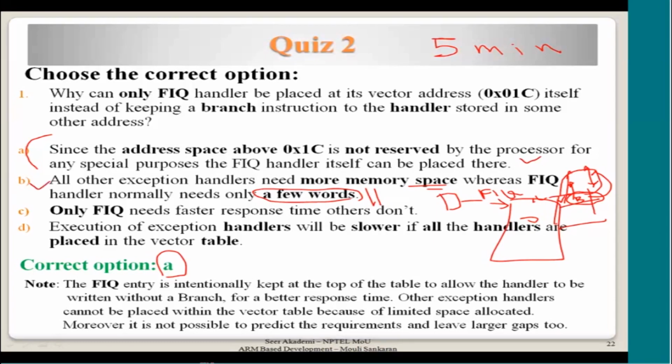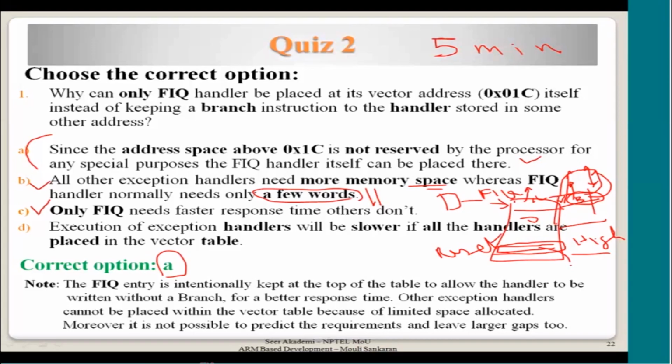Only FAQ needs faster response time, others don't. It's not true with either. Reset needs a much faster response too, because that is the highest priority. Okay, but why is it not put here? You are saying that reset is the highest priority, but we have put FAQ here to put the handler just after the table. Why? Because reset is a very catastrophic event.